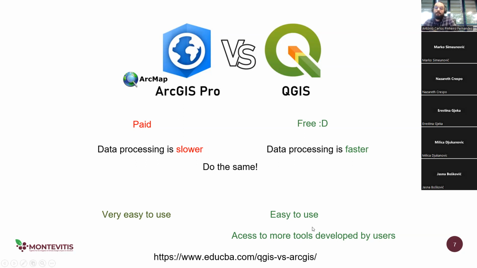But if this is your first experience with geographic information system software, I recommend using QuantumGIS first, because it's easier to learn ArcGIS when you already know QuantumGIS. But the opposite is not so easy. So if your first contact was with ArcGIS and then you are going to learn QuantumGIS, this transition is a little bit harder than the opposite.